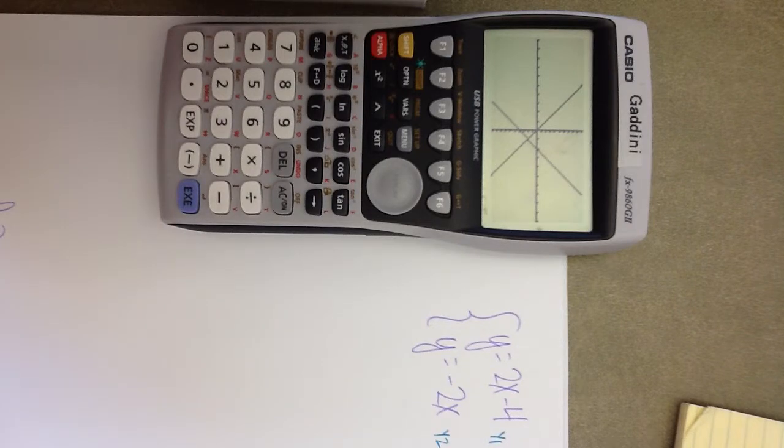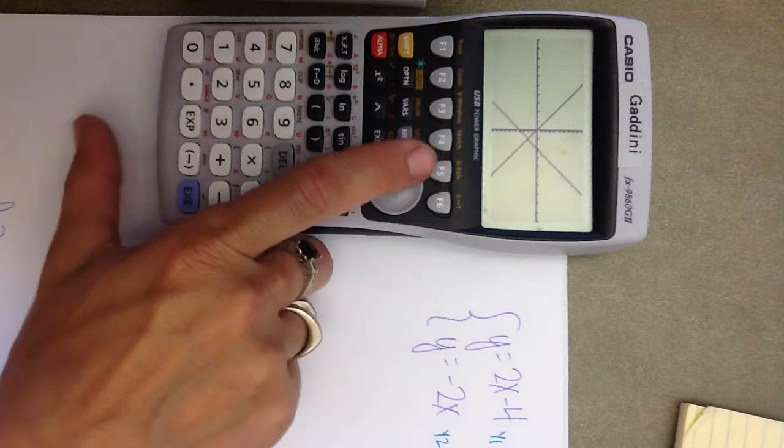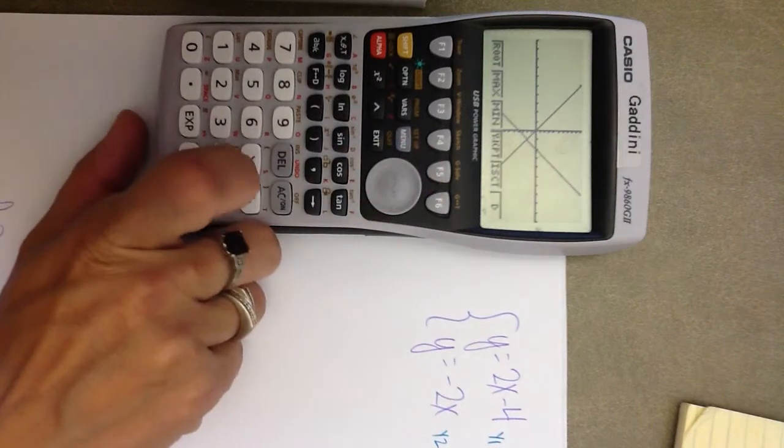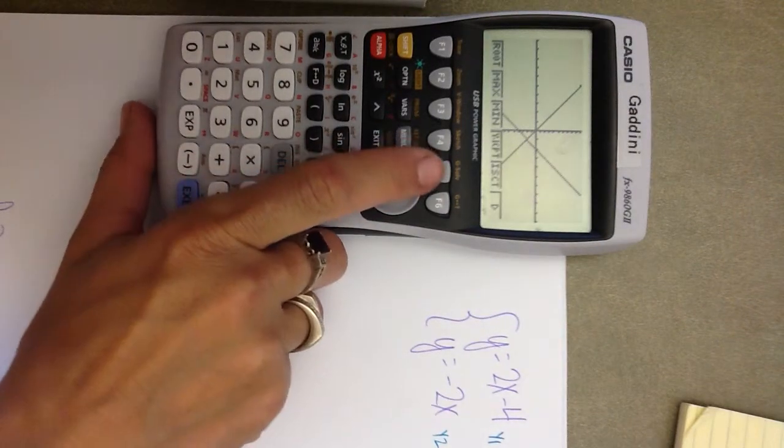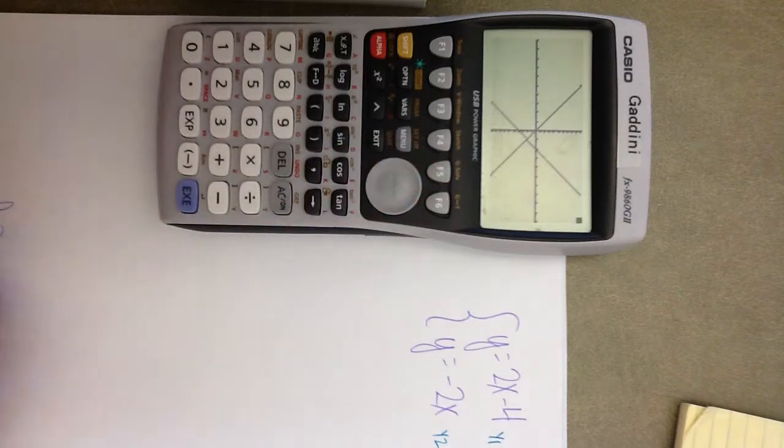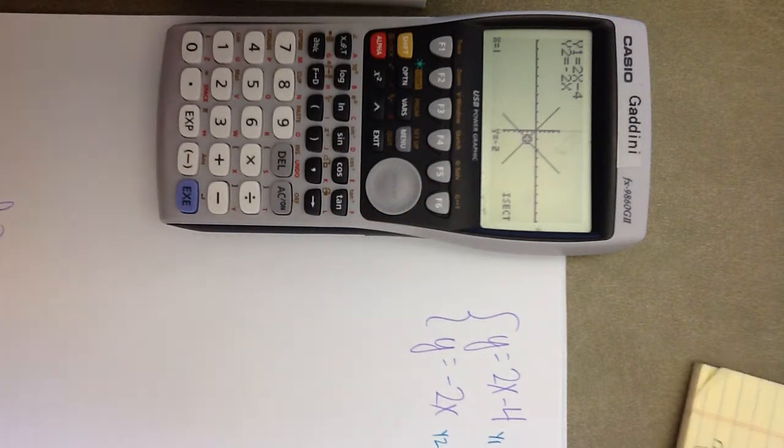So I can see that the lines are crossing, but I want my calculator to tell me exactly what the point of intersection is. So I press the F5 button for the graph solver, and then I'm going to press it one more time for the intersection option. And because I only have 2 lines, it pops out with the answer, which is 1, negative 2. So 1, negative 2 is the solution to this system of equations found using my Casio calculator.